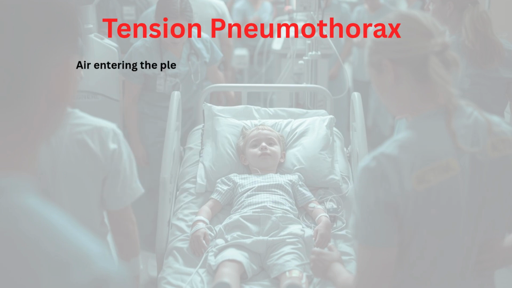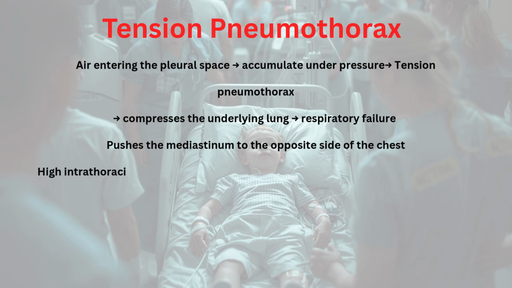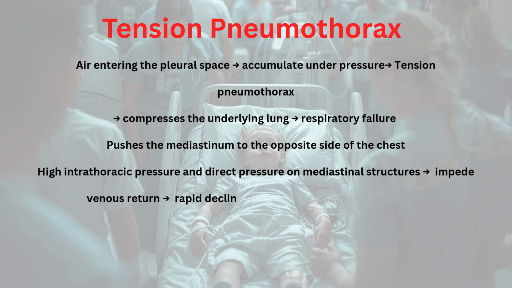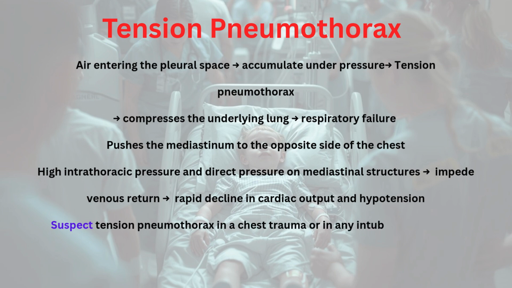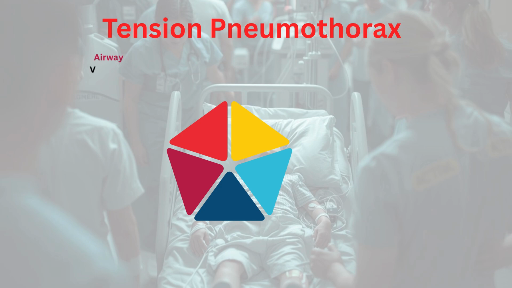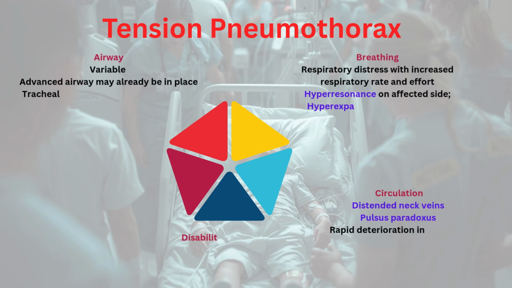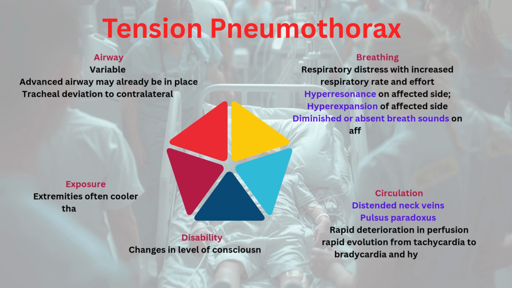In a tension pneumothorax, air accumulates in the pleural space under pressure, shifting the mediastinum and compressing the great vessels. Suspect this in a trauma patient or an intubated child who suddenly deteriorates. Key signs include tracheal deviation, hyperresonance on the affected side, and diminished or absent breath sounds on the affected side.